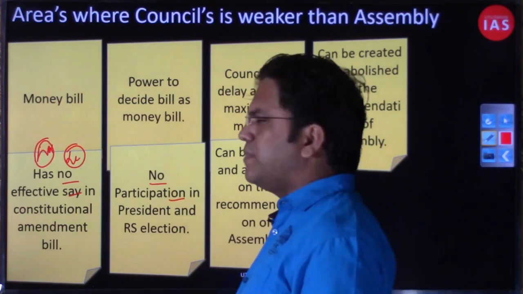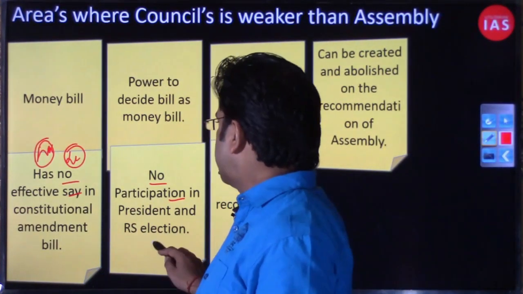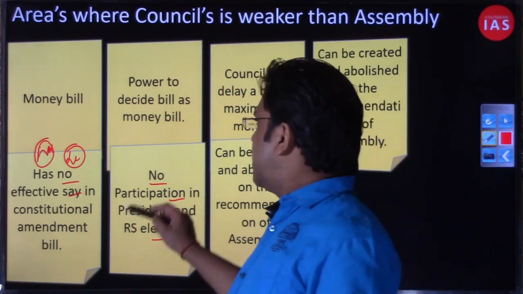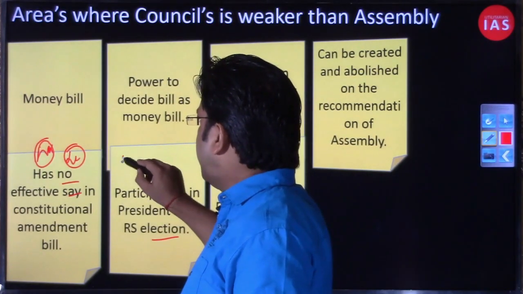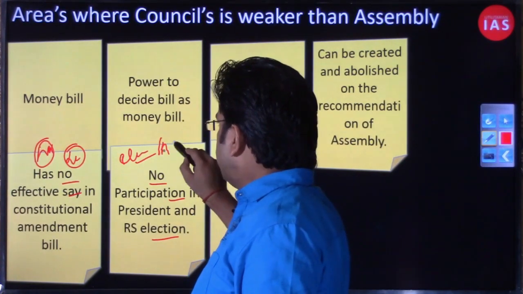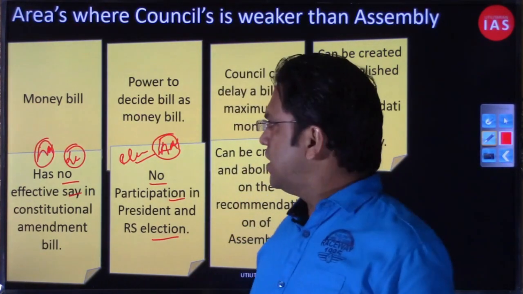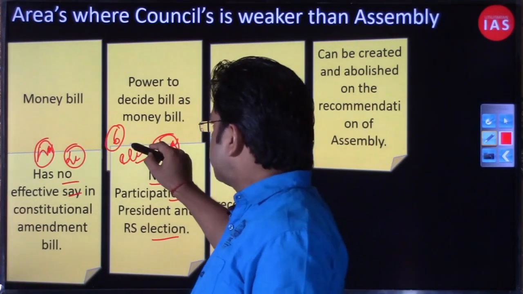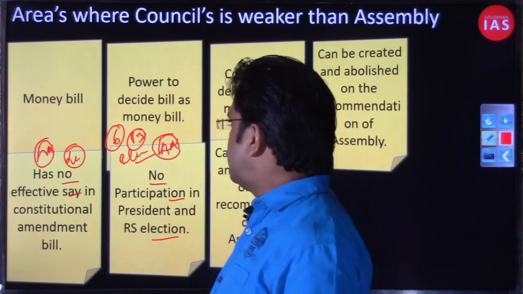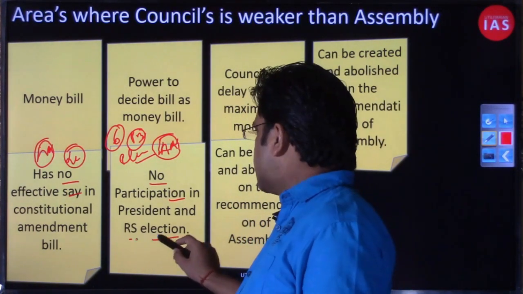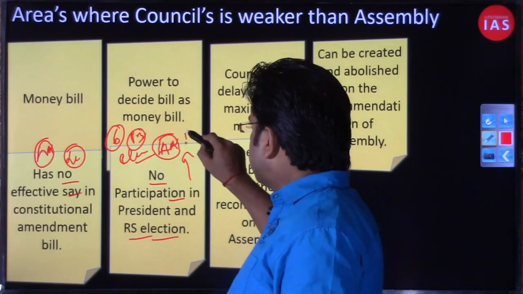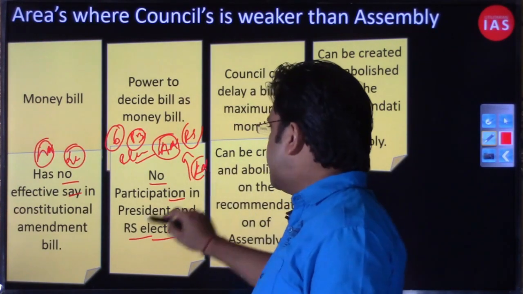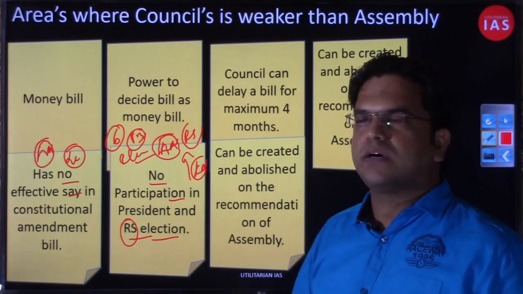Then, no participation in the election of the President and Rajya Sabha members. This point you already know: when we were discussing the electorate for the presidential election, we said that only the elected members of the legislative assemblies of the states will participate. The legislative council in those 6 states will not participate in the election of the President. Similarly, when a state sends members to the Rajya Sabha, the upper house at the central level, only members of the legislative assembly participate in that election as well. The legislative council does not have a say.